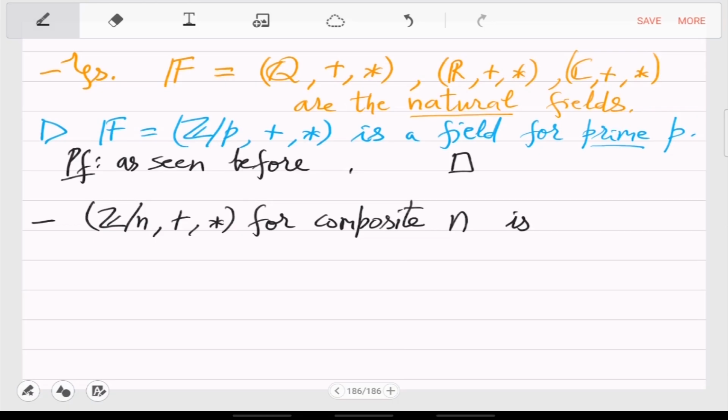Is this a field? Why not? Is it not a field for every composite or only for some composites? Yeah, so you can show this as an exercise that for any composite number, this addition and multiplication is well defined, the problem is in division. You cannot divide, there will be some number whose inverse will not be there. So this will not be a field. This is never a field.